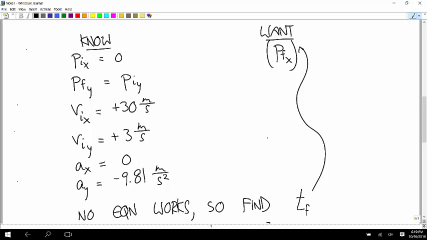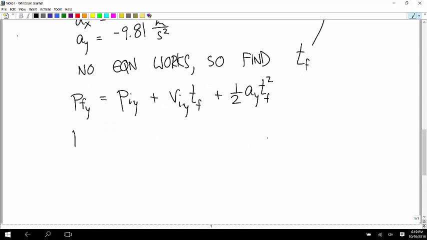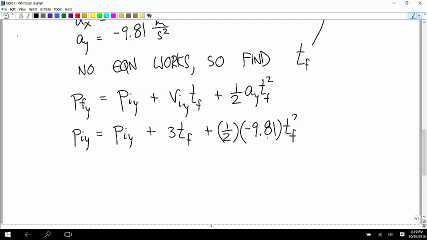Okay, everyone with me on that? So what we're saying is we know that those are the same thing. So we have p_i_y is equal to, this is still p_i_y, plus 3 t_f plus 1/2 times negative 9.81 t_f squared.